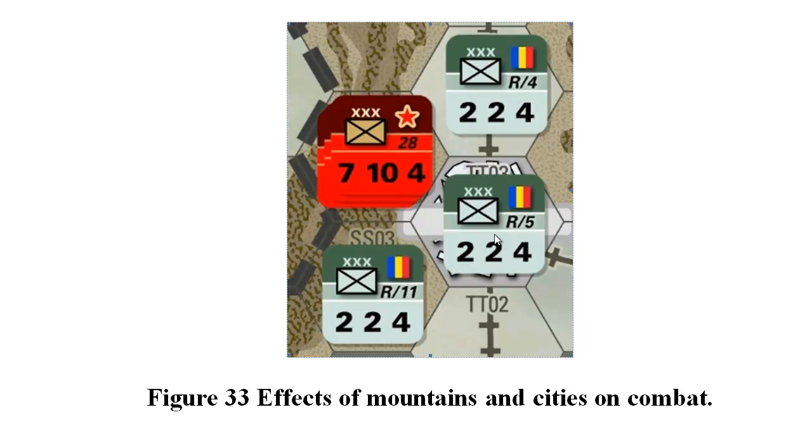If the attack were proceeding the other way, which I do not recommend, the German units are on a mountain square, and therefore the German units are doubled on defense. The fact that the Romanian here is in a mountain has no effect on that. So the visible German would be a 10 times 2 or 20 on defense. There are more units down there. And the Germans would be attacking at extremely unfavorable odds.